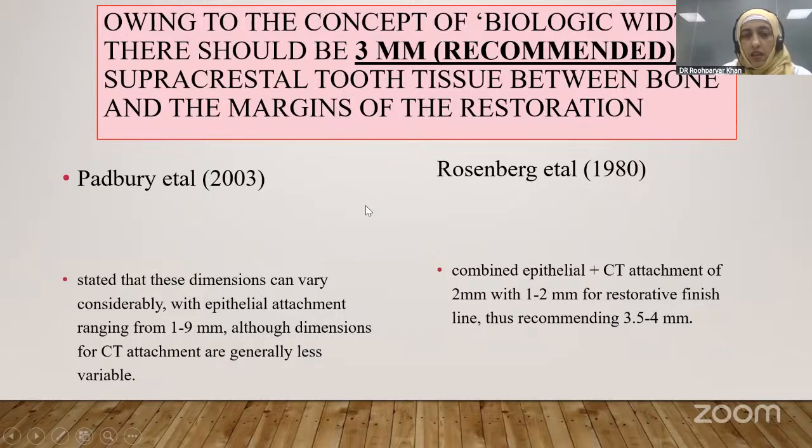Other authors who also suggested this are Padbury et al. In 2003, they stated that these dimensions can vary considerably with epithelial attachment ranging from 1 to 9 mm, although dimensions for connective tissue attachments are generally less. Then Rosenberg et al. suggested a biological width of 3.5 mm.